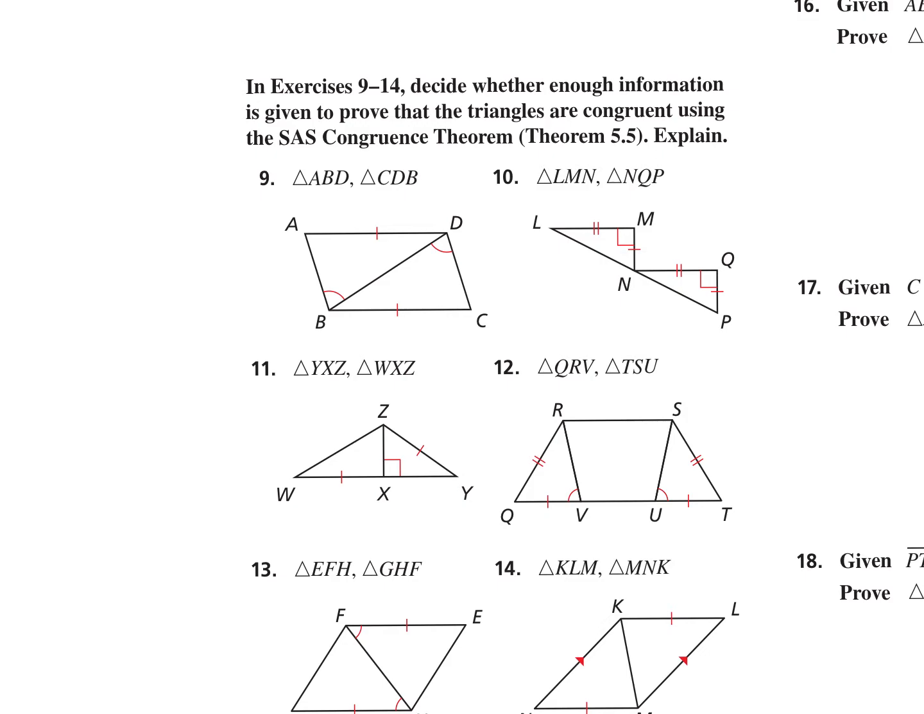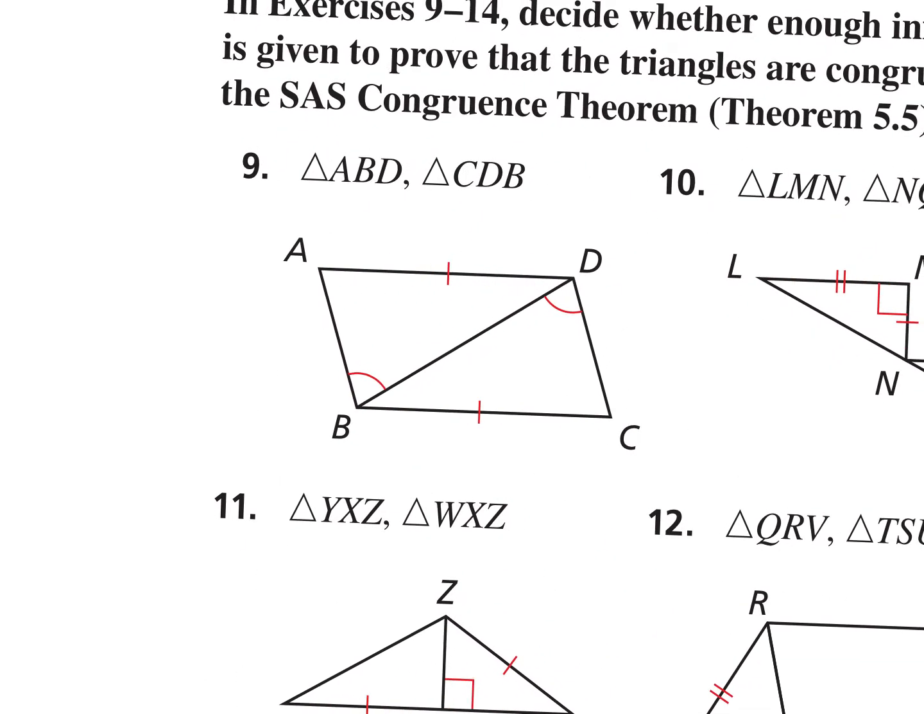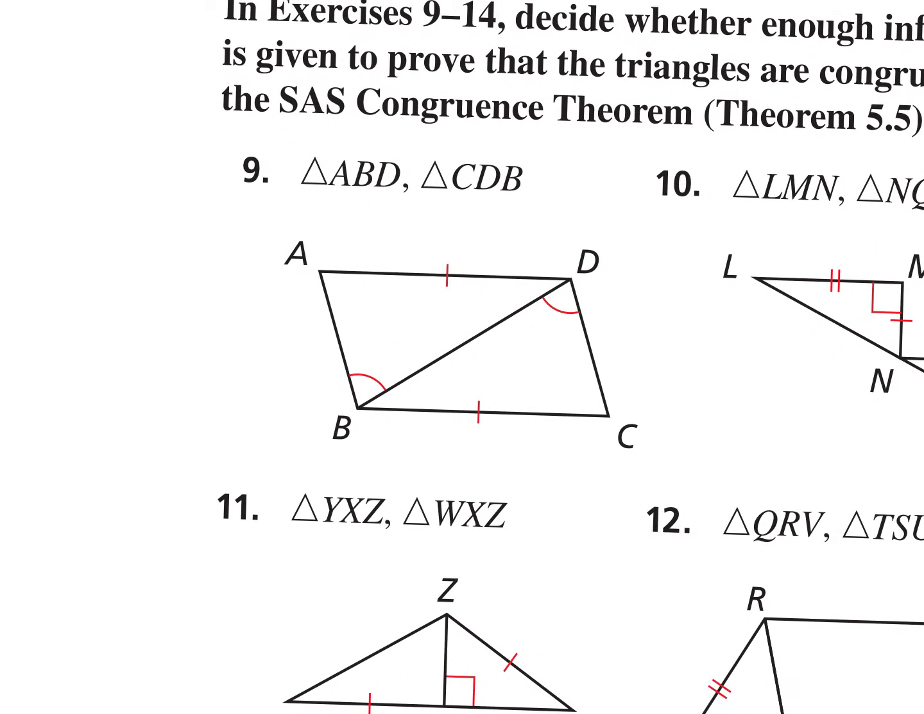So if I zoom on in here to number 9, it wants me to see if I can prove that triangle ABD here is congruent to triangle CDB. And it wants us to see if we could use side angle side. So let's go ahead and look and see what we have identified here. I've got a side that's marked as congruent, which matches with this one, has the same marking. And then I also have an angle here.